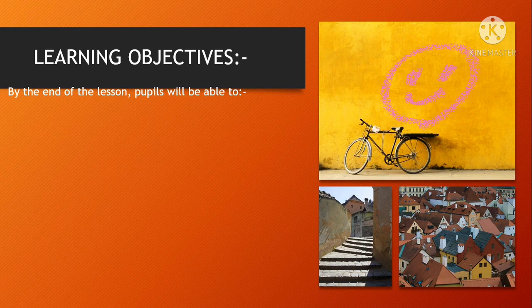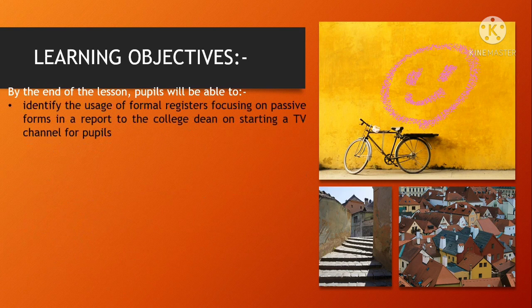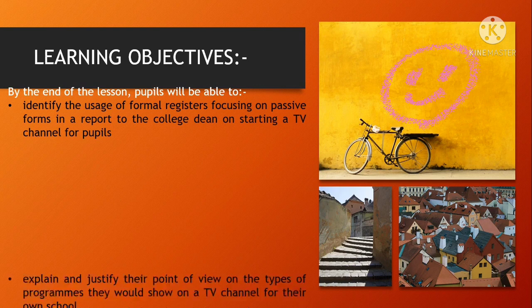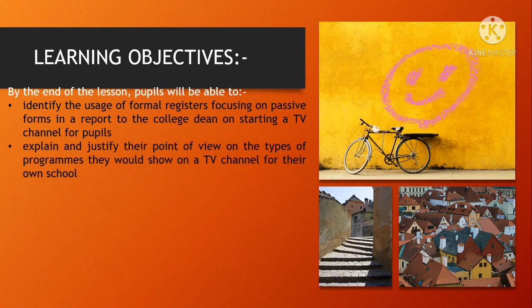By the end of the lesson, you will be able to identify the usage of formal registers focusing on passive forms in a report to the college dean on starting a TV channel for pupils. Explain and justify your point of view on the types of program you would show on a TV channel or maybe a radio station for your own school.